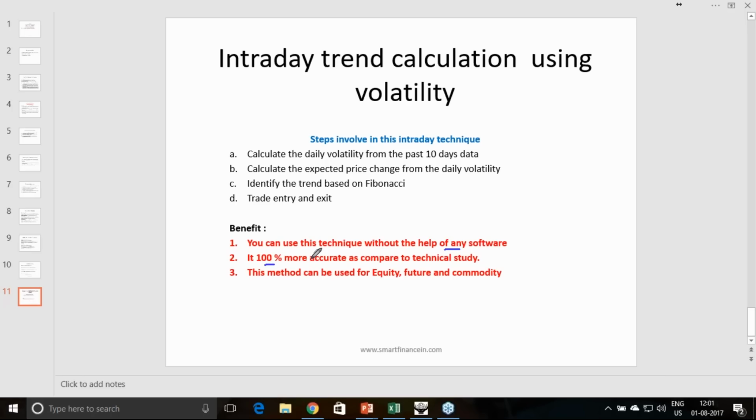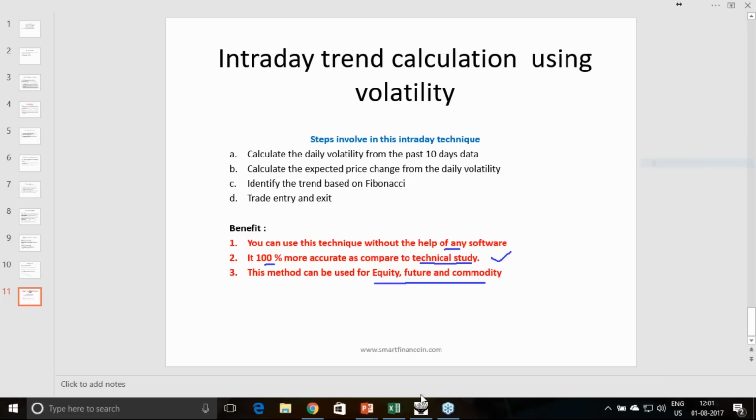And if you compare its success with the technical studies, technical indicator oscillator studies, it will be more than 100% accurate as compared to technical studies. And you can use this particular technique in equity, futures and commodities.